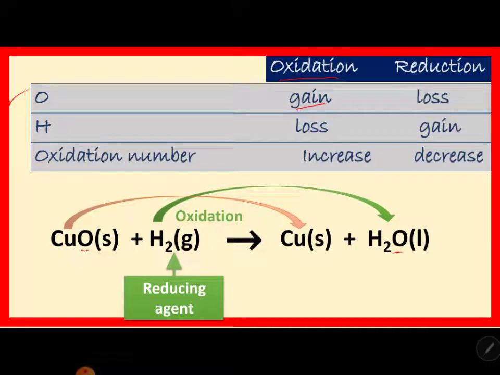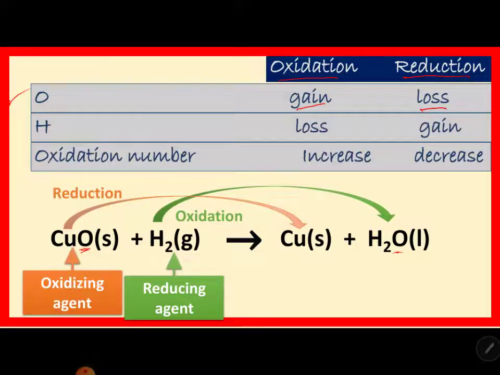Copper oxide in this reaction is converted to copper. During this conversion, copper oxide loses oxygen atom and loss of oxygen is reduction. So we can say that copper oxide is reduced in this reaction and we will label this reactant as oxidizing agent.